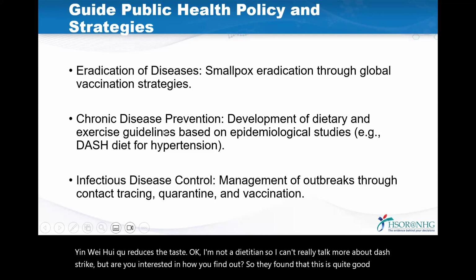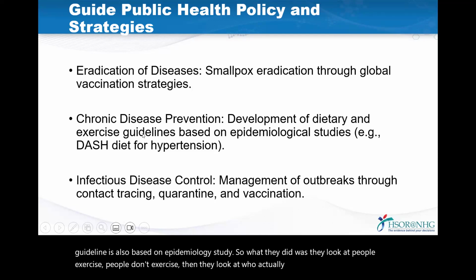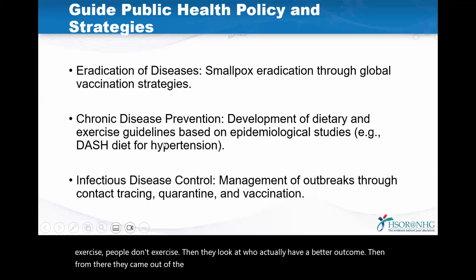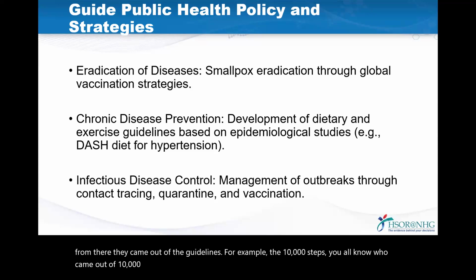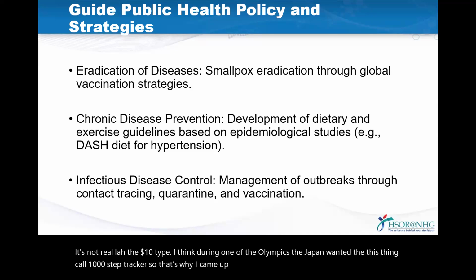Exercise guidelines are also based on epidemiology studies. What they did was they looked at people who exercise and people who don't exercise, then looked at who actually had a better outcome. From there, they came up with the guidelines. For example, the 10,000 steps. You know who came up with 10,000 steps? It's not real. I think during one of the Olympics, Japan wanted a step tracker, so that's why they came up with the 10,000 steps, but actually it's not real.